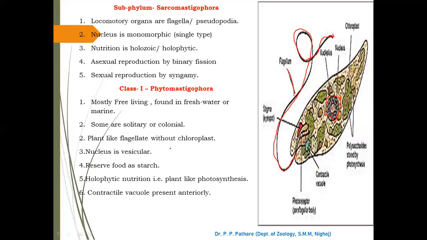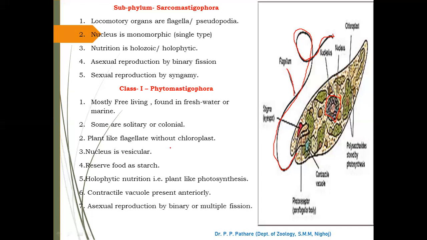This is a very important characteristic we find. The contractile vacuoles are present in the anterior region, and these vacuoles are useful for the digestion process. This means the contractile vacuoles are useful for the absorption of food material inside the protozoan body, and then to spread it all over the body. This is a very important characteristic observed in Phytomastigophoran protozoans.